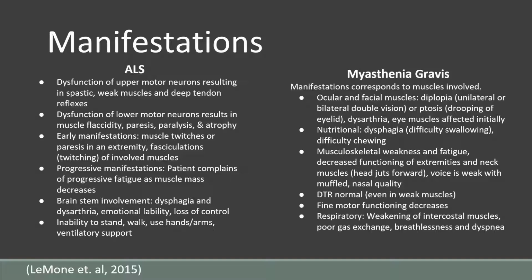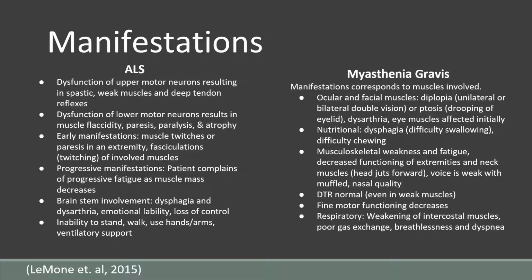Clinical manifestations for ALS include dysfunction of upper motor neurons resulting in spastic weak muscles and deep tendon reflexes, dysfunction of lower motor neurons resulting in muscle flaccidity, paresis, paralysis, and atrophy. Early manifestations include muscle twitches in extremities and twitching of involved muscles. Progressive manifestations of ALS include patient complaints of progressive fatigue, and this occurs as muscle mass decreases.